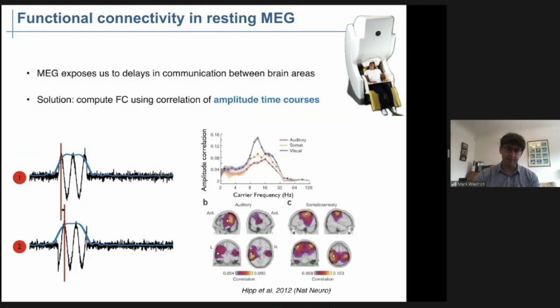When people did this, they found that they could find significant functional connectivity between brain regions that you expect to be functionally connected. One of the new insights they got from this, though, was that the oscillatory frequencies at which the amplitude correlations were found were in the low frequency range, so between 4 and 30 hertz typically.